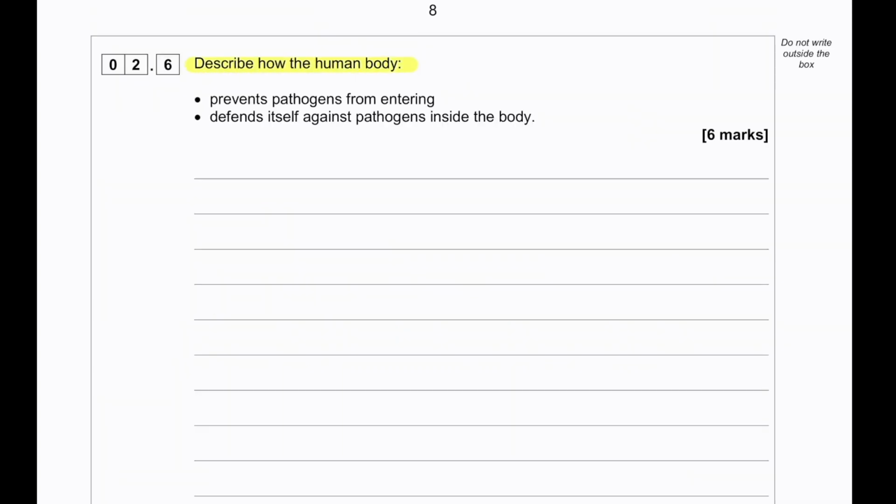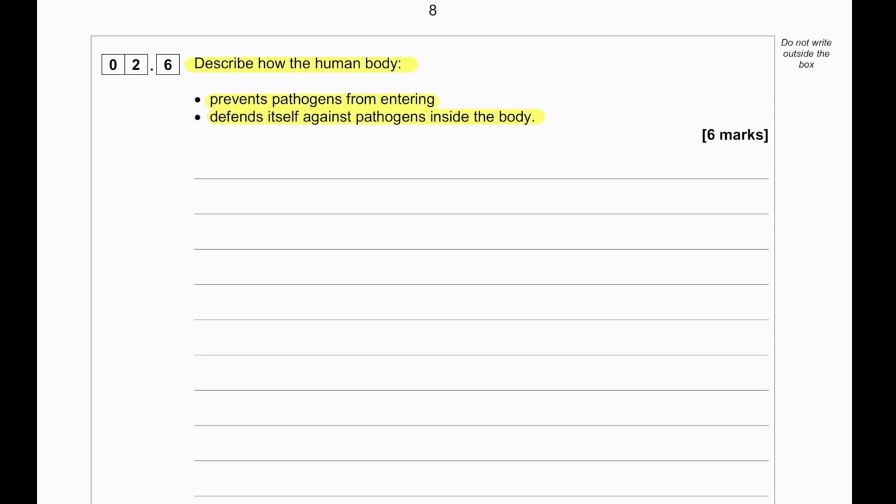Describe how the human body prevents pathogens from entering and defends itself against pathogens inside the body. So guys, when answering this particular question, we need to understand that this answer can be done in 2 levels. In level 2, where we target 4 to 6 marks, the answer should be scientific, with relevant facts, and events or processes are identified and given in detail to form an accurate account of what the question is asking for.